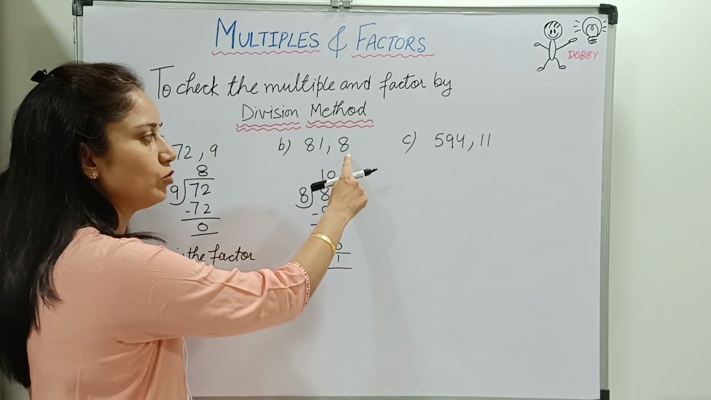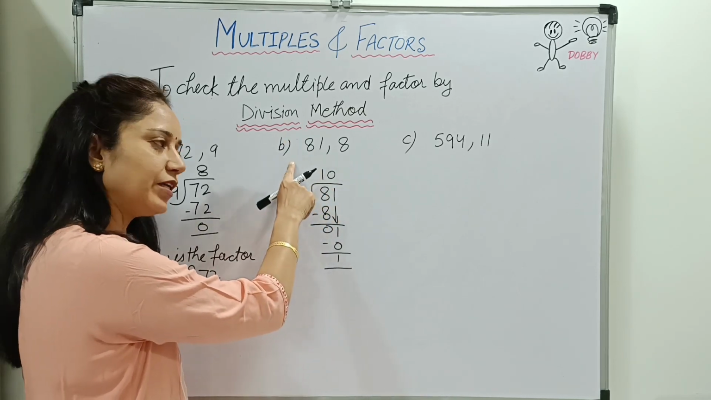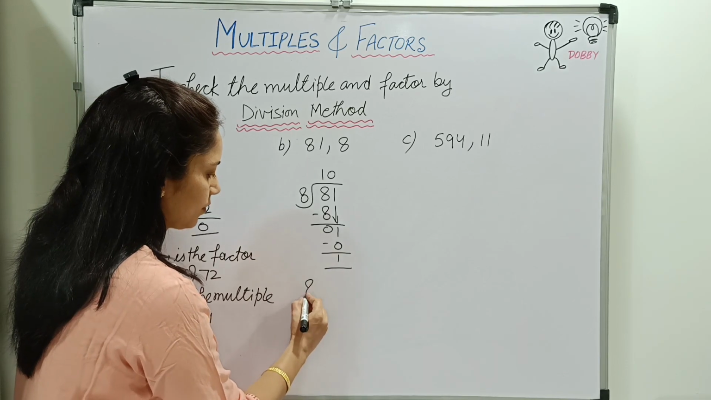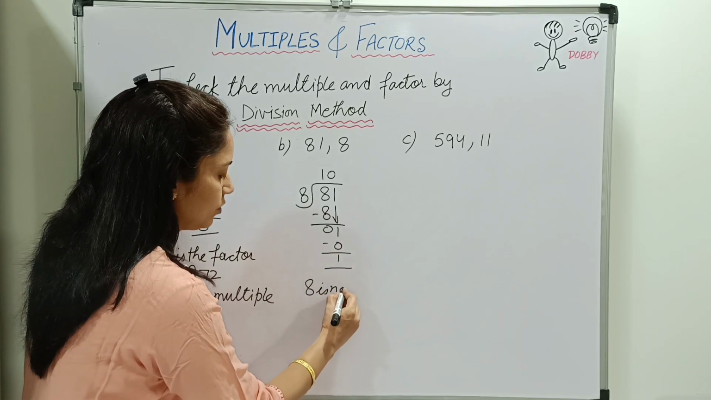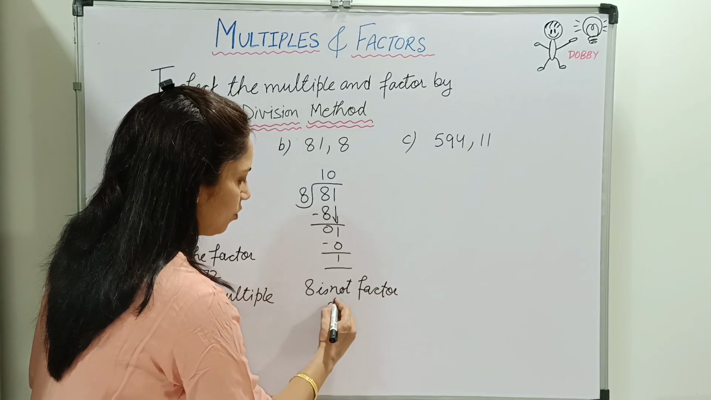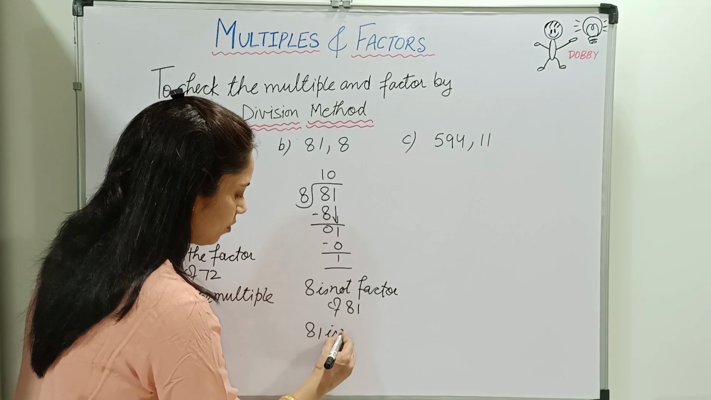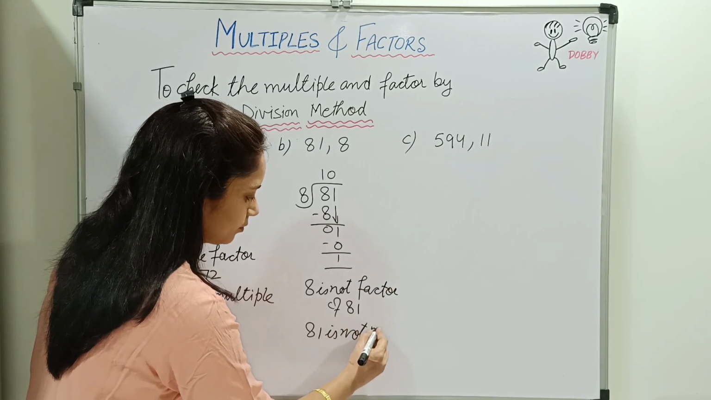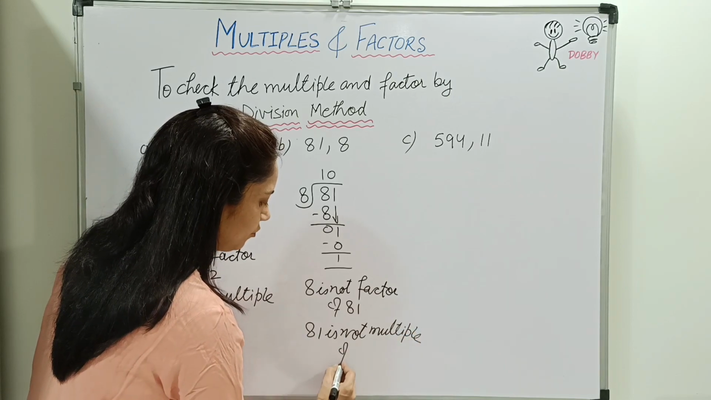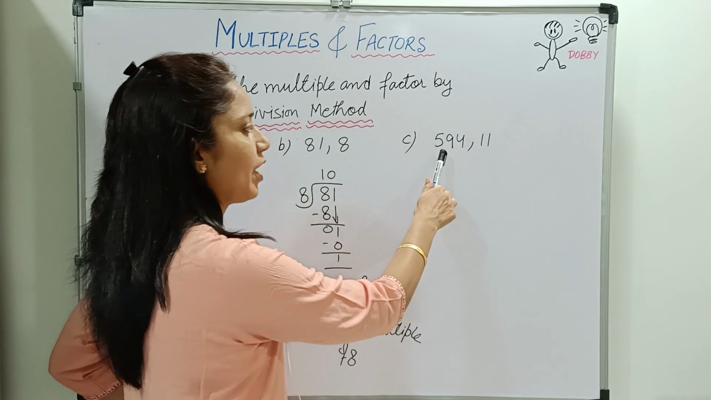So we can conclude the smaller number 8 is not a factor of 81 and 81 is also not a multiple of 8. Let us check the next example.